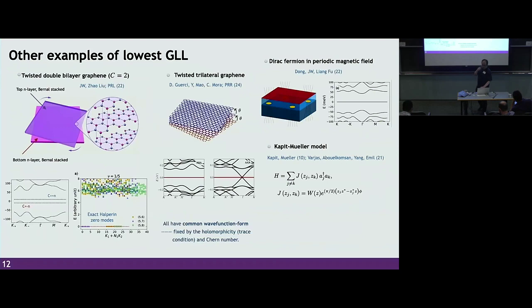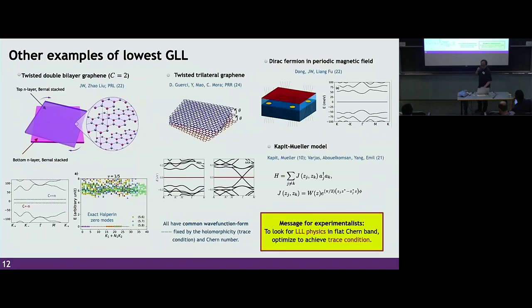So because the trace condition directly implies the uniform quantum geometric structure of the wave function and exact FCIs, all these models share the same wave functions. And the message for experimentalists is that if you want to look for Landau level physics in a flat band, try to optimize the geometric bound to achieve the trace condition.